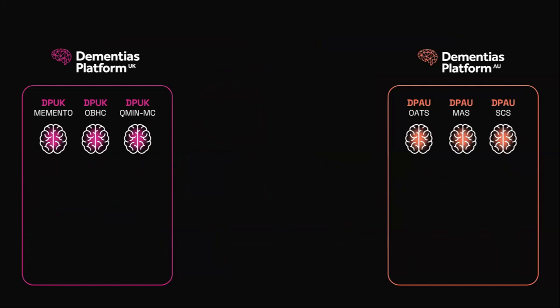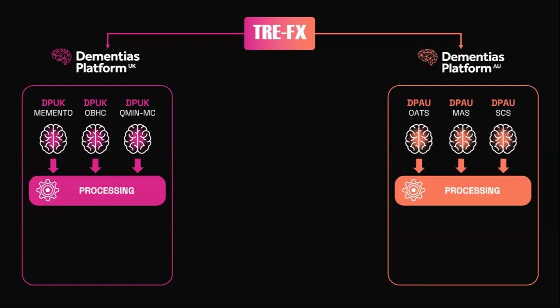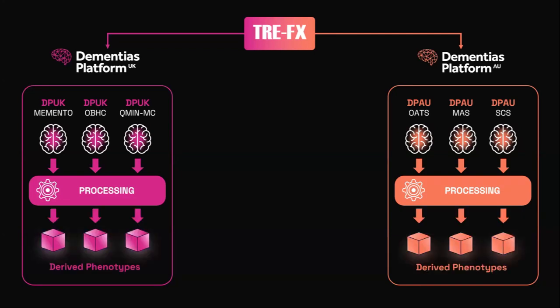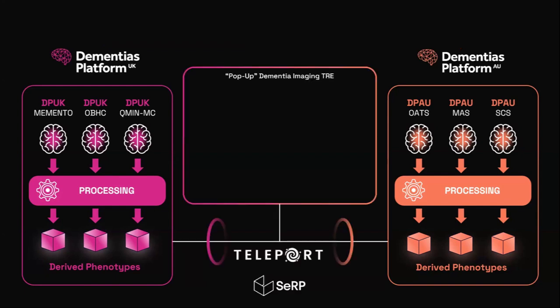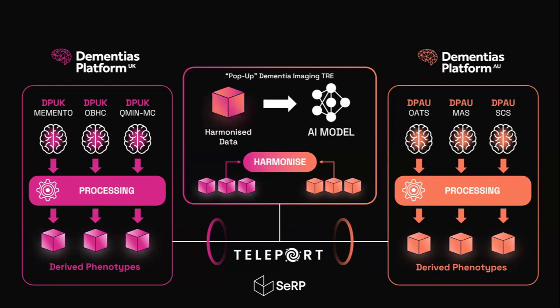The first thing we are doing is using the Five Safes TES, as it's now called, to execute our processing pipelines on each respective trusted research environment so that we can create those derived phenotypes. So we're not using the raw scans in the analysis, we're using these derived phenotypes, which we'll then use Teleport for to create this pop-up TRE, where those derived phenotypes will go so that we can harmonize those for the purposes of developing AI models for dementia.